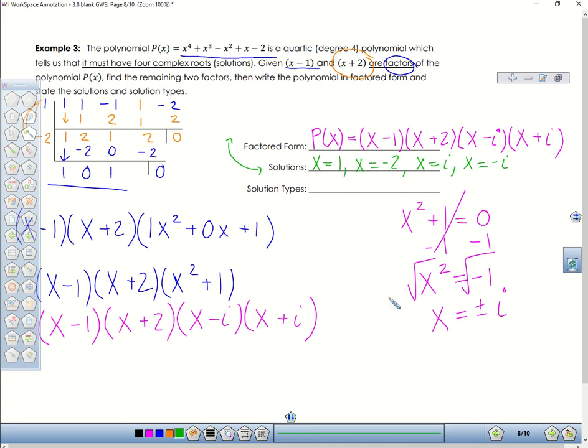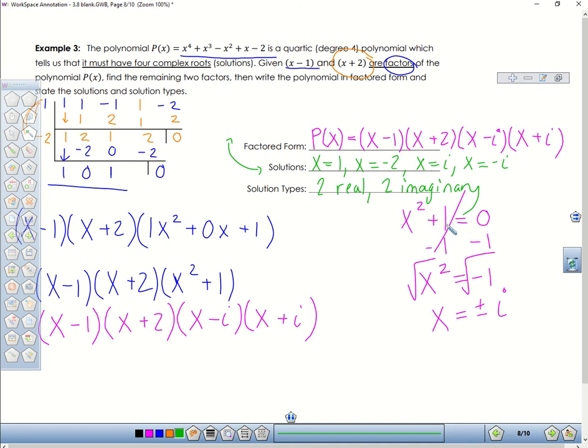Now we identify the types of solutions we have. How many of these solutions are real? 2 real. And how many are imaginary? 2 imaginary. 2 real, 2 imaginary. Any questions about that? What's real, what's not? You guys feel good about that? Okay, sounds good.